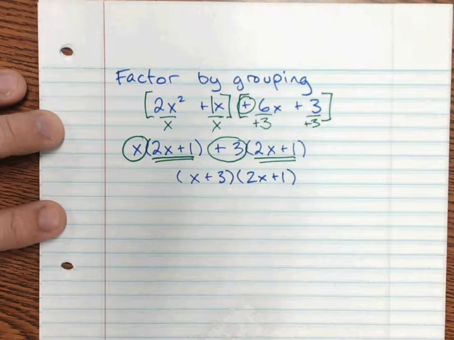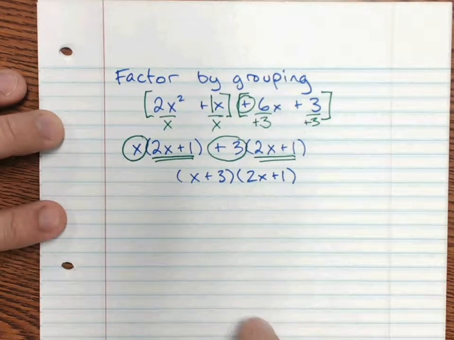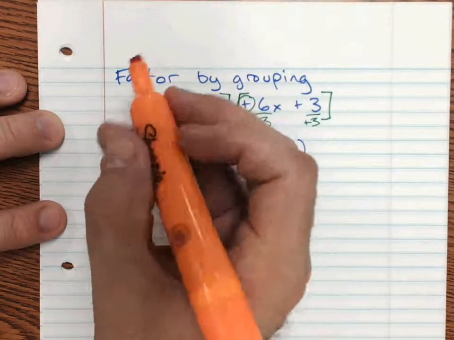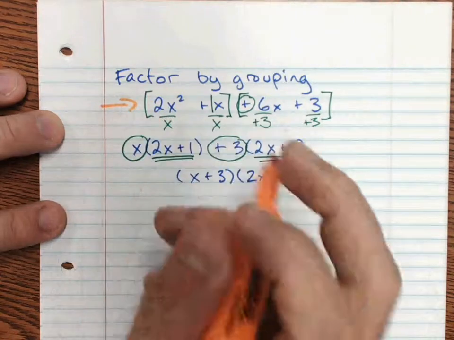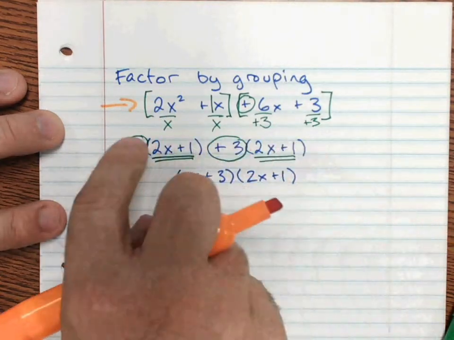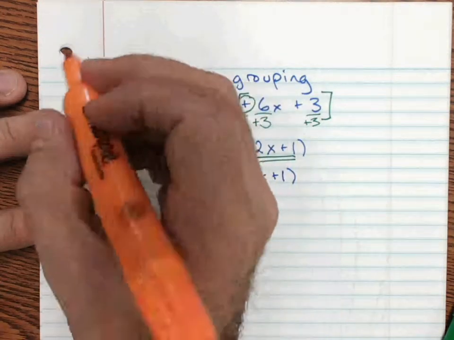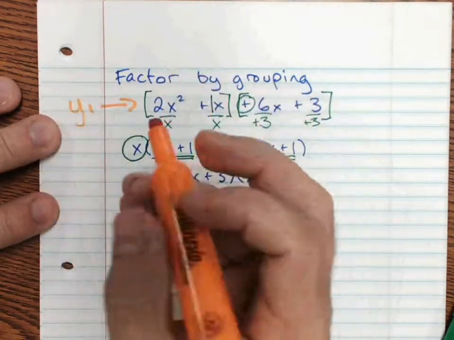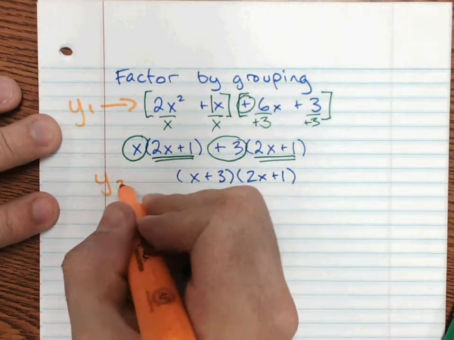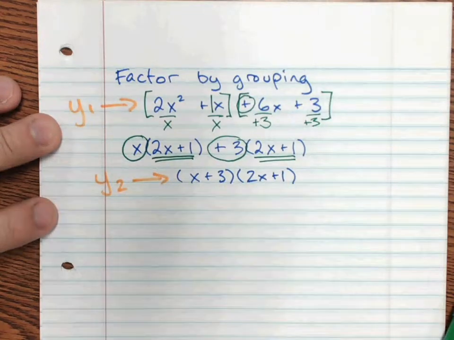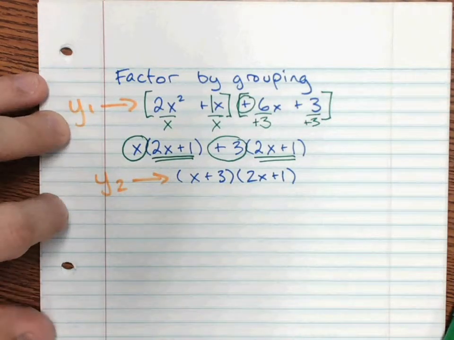Now, again, we can check this answer. Where you want to start from is the very beginning problem. You're going to start from the first part, not anything that you did in between, because this is where mistakes get made. This is going to be in y1, and this one down here will be in y2. So we're going to do the same thing we did on the last one.